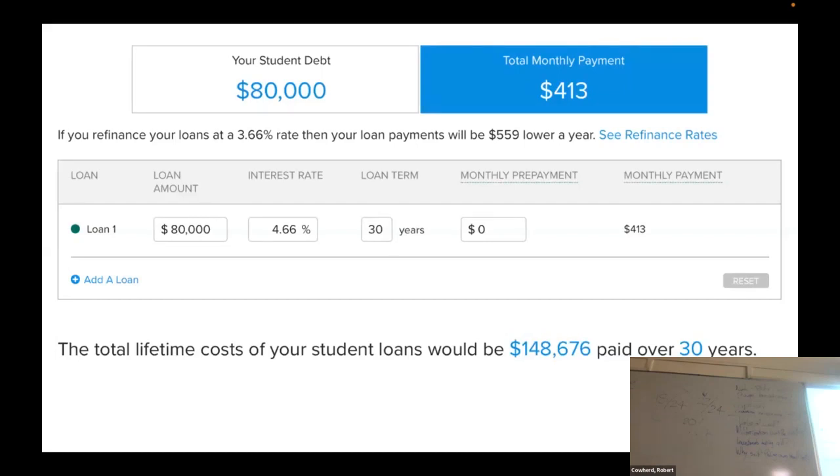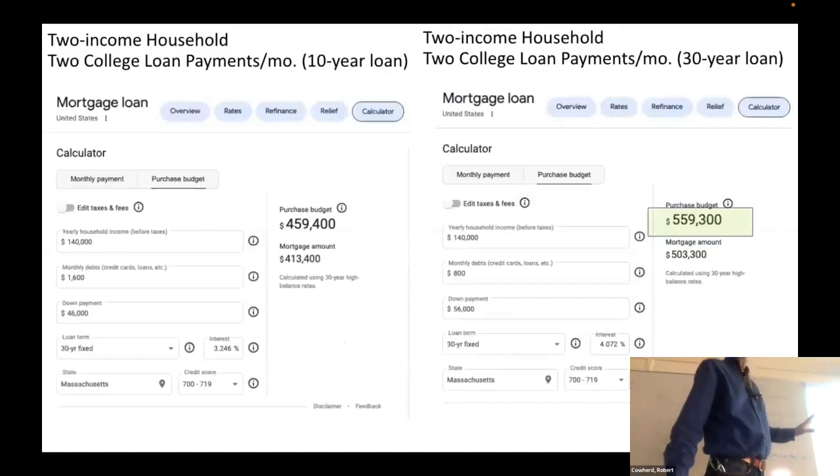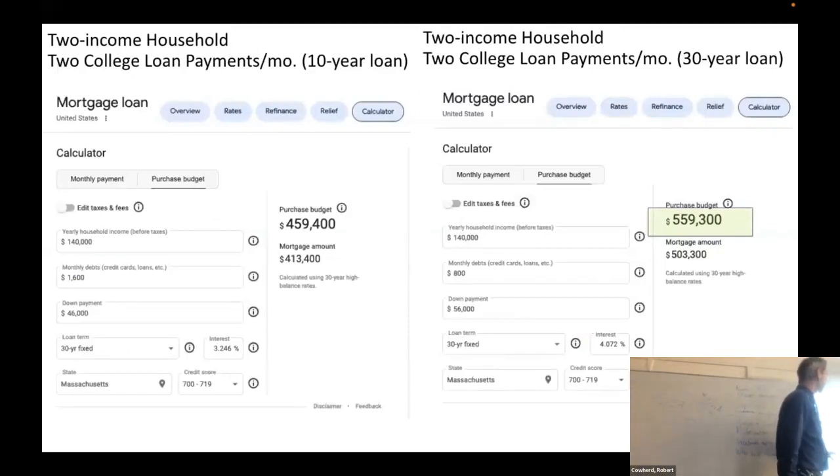You borrowed 80,000, you'll spend 150,000 paying that back over the course of 30 years. Over the course of 30 years, you end up paying much, much more because most of it goes to interest than 10 years, but it's worth it because of the time cost of money. And instead of a $460,000 house value, you've earned the right to spend $560,000 for a house.